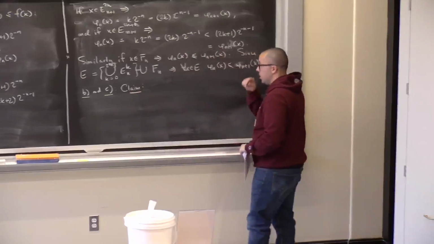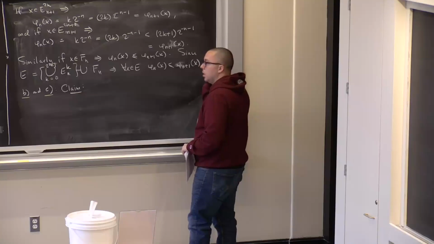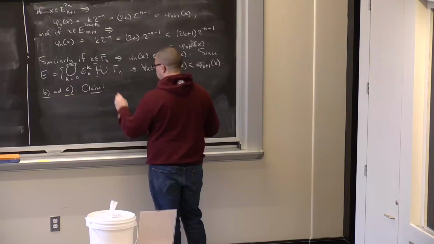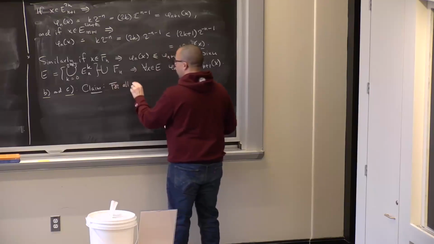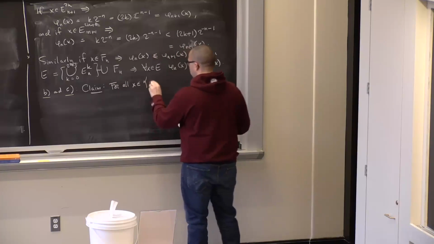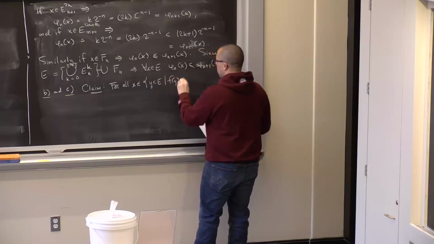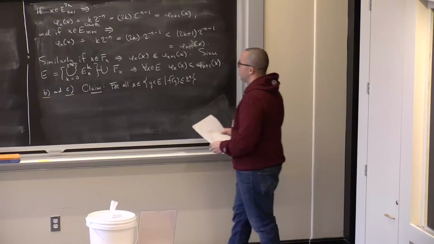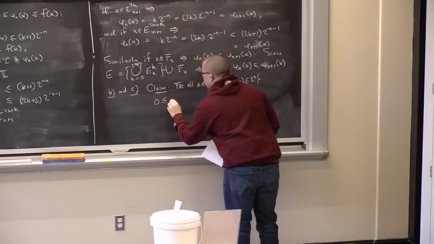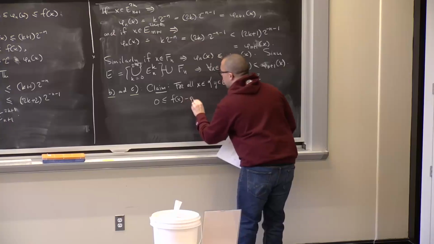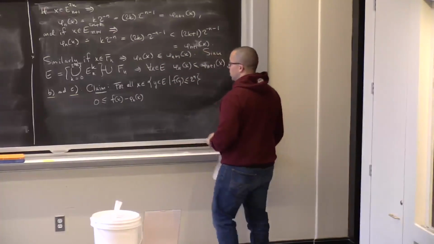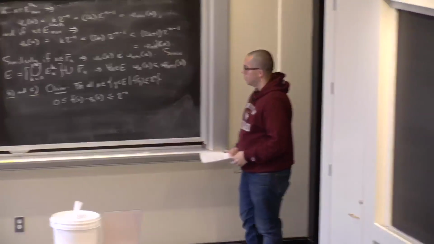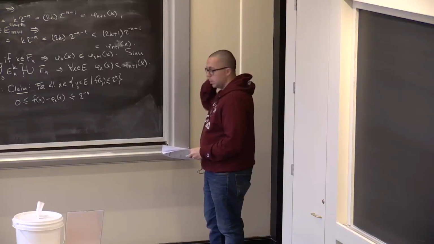So B and C will follow immediately from the following claim in part A, which is that for all x in the set y in E, f of y is less than or equal to 2 to the n. This part we already know, that f of x minus phi n of x is non-negative, but in fact this is bounded by 2 to the minus n. Okay? All right?